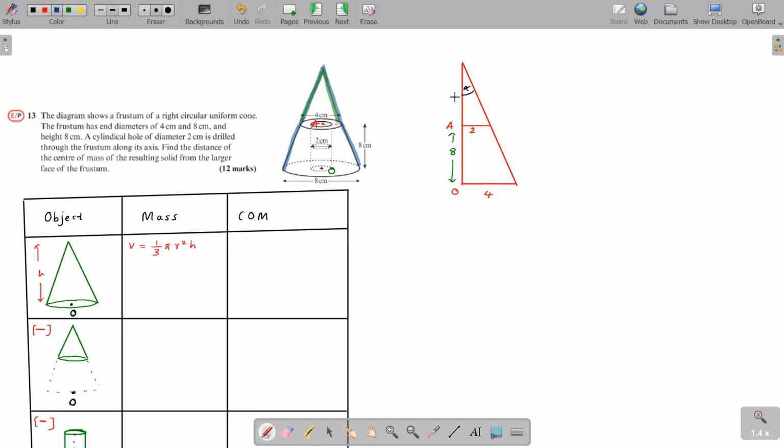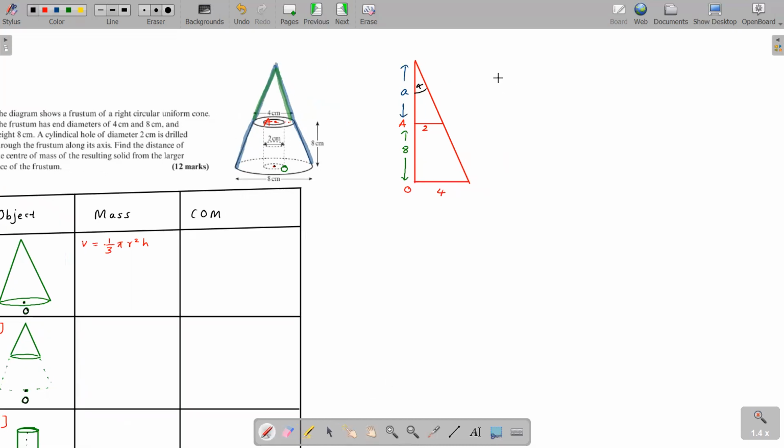So let's say this height is some simple a. Let's use tan alpha for the large triangle and the small triangle. For the large triangle, tan alpha is opposite over adjacent. Opposite is 4, adjacent is 8 plus a, right? Do you agree? That's the large triangle. For the small triangle, tan alpha is opposite over adjacent, opposite is 2, adjacent is a. So 4 over 8 plus a equals 2 over a.